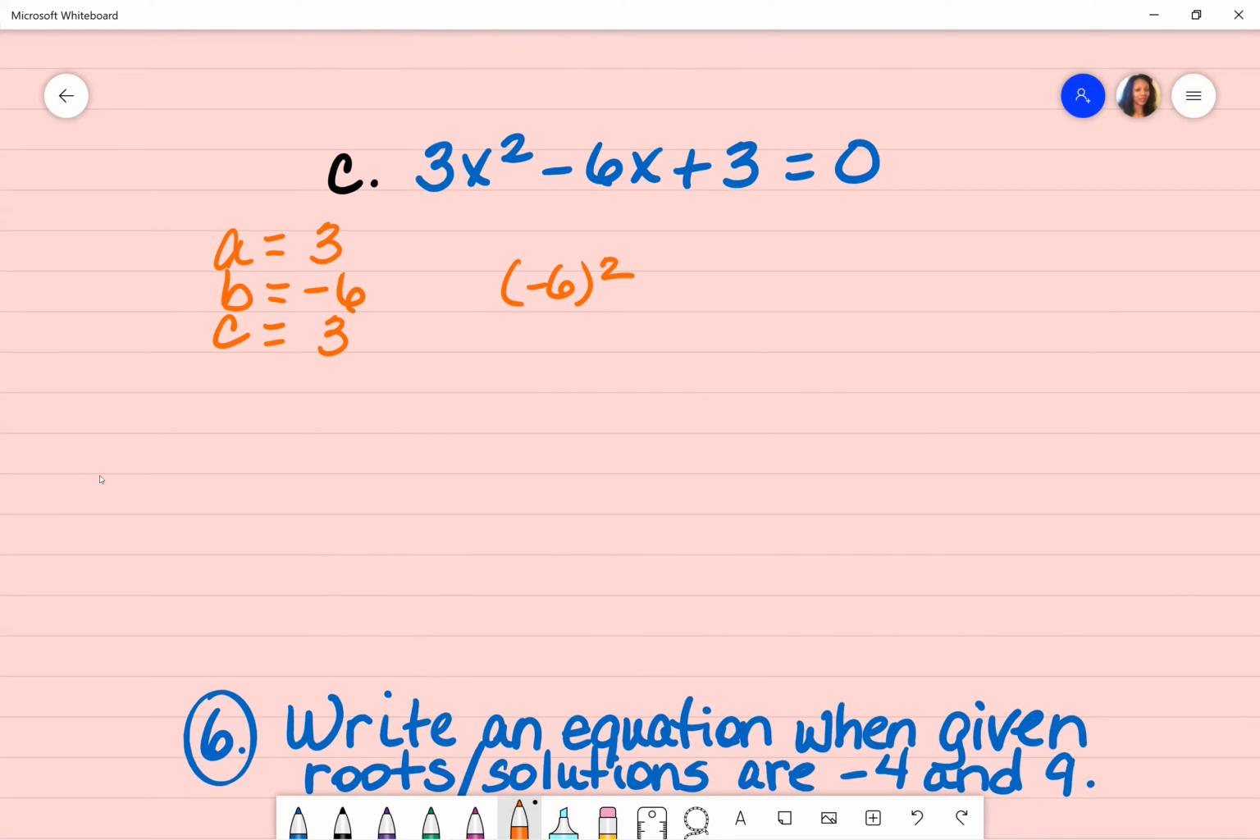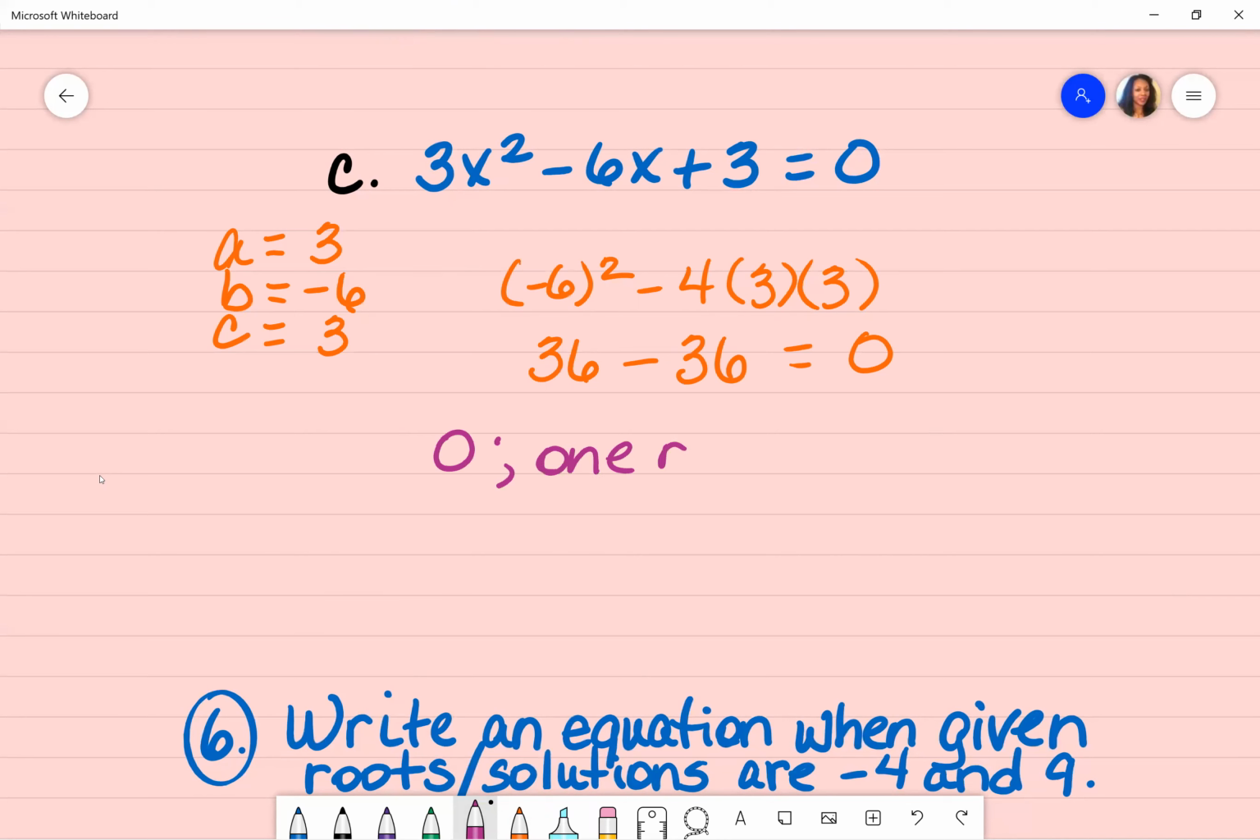minus 4 times a times c. And then simplifying, I have 36 minus 4 times 3 is 12, and 12 times 3 is 36. So 36 minus 36 is 0, which is my discriminant. And if that ever happens, then I'm going to have 1 real solution. And again, I said this in another video, 1 starts with an O, but it looks like a 0. So that's how you can remember that one.